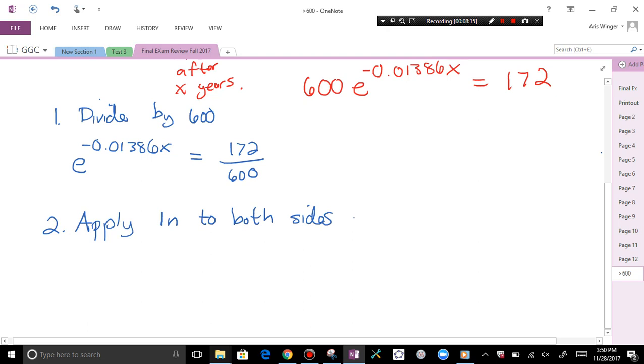You then need to apply the natural log to both sides. So then, I'll use a different color. So it's the natural log of e to the negative 0.01386x is equal to the natural log. So the natural log function is in your calculator, and we're going to have to use it in just a moment.